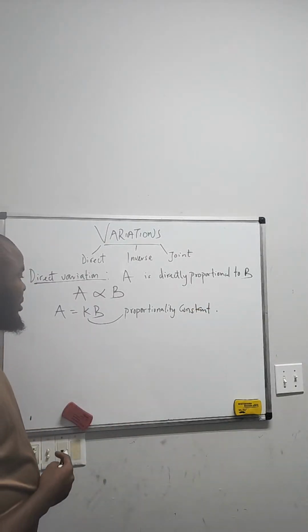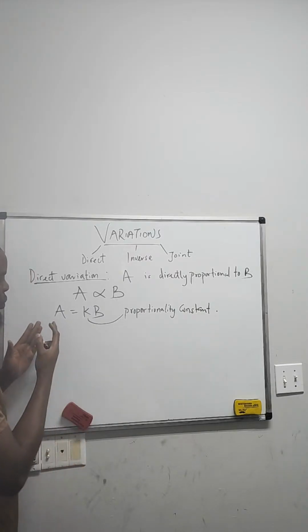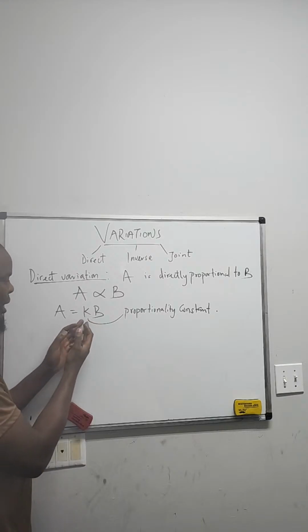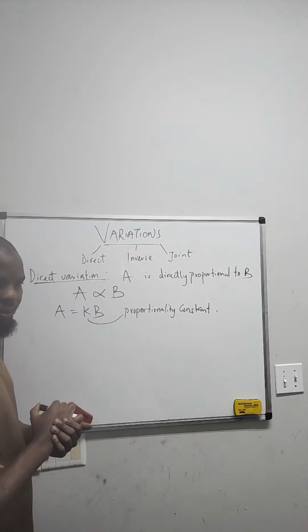It's called the proportionality constant. So your K shows that what happens to A simultaneously happens to B. So your K can show the constant growth that happens.